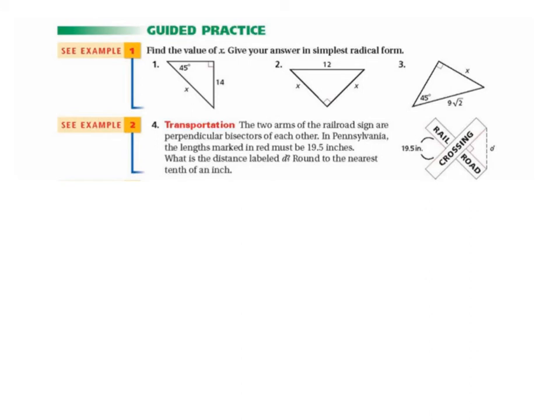Okay, so now we're going to do the guided practice problems in the book. So find the value of x for number 1. What's the length of our leg? 14. So what's the length of our hypotenuse going to be? 14 square root 2. So we take the length of the leg times square root 2.